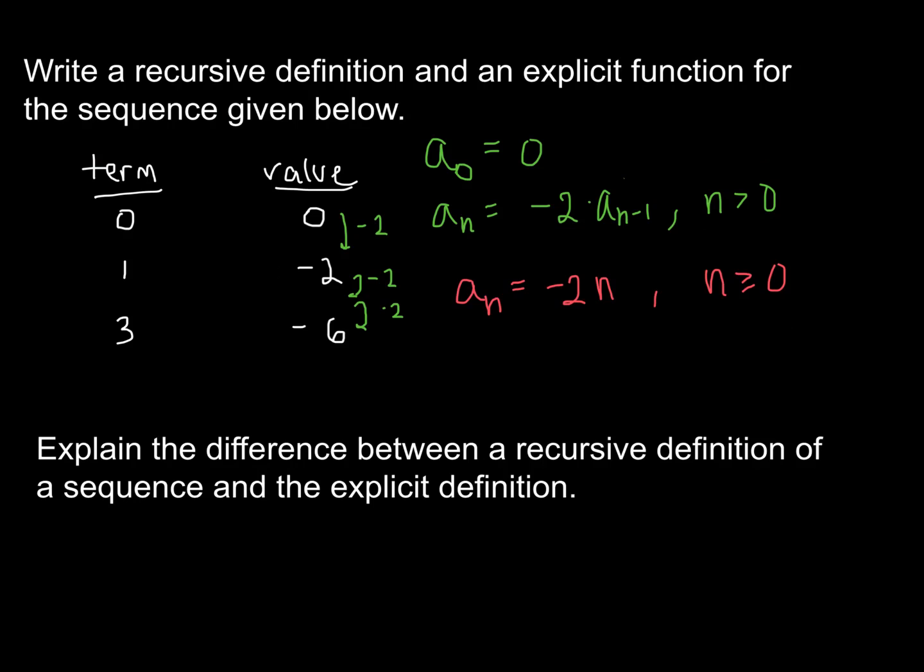All right, so here is the recursive definition here, and then the explicit definition right there. Notice that we skip from term 1 to term 3, but the pattern remains the same. I'm subtracting 2 each time. And the big difference is the recursive definition requires that you know the term before, whereas the explicit definition only requires that you know the term number you're looking for.